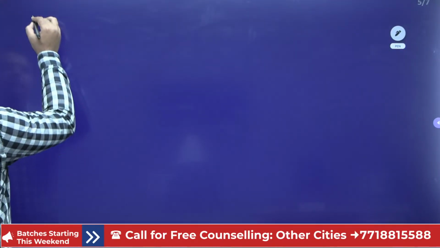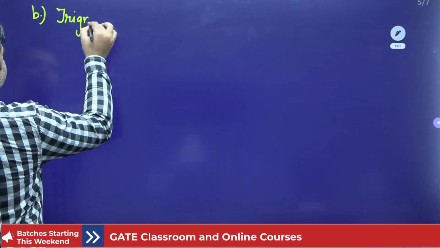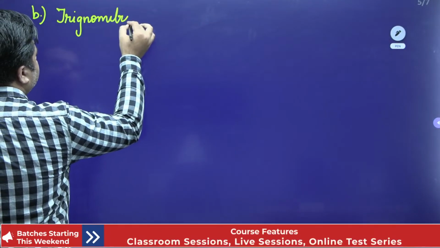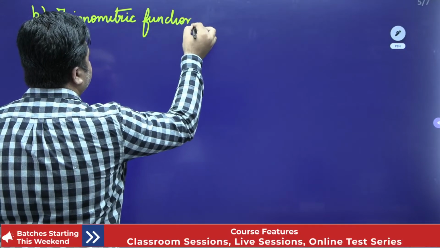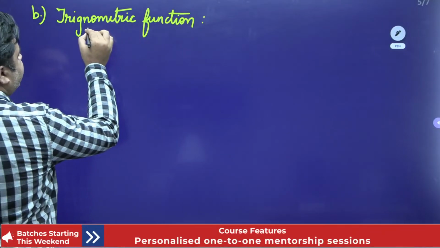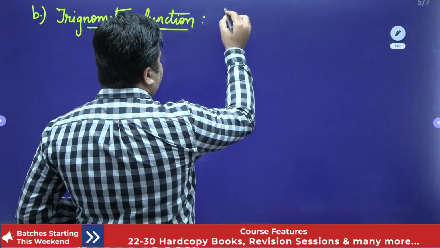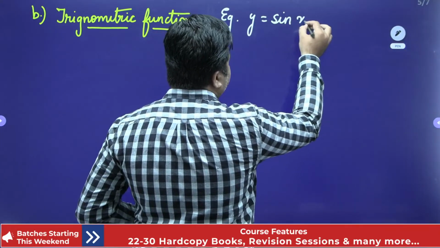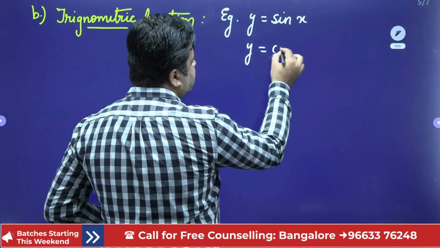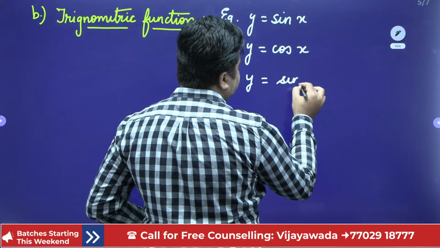The second variety of function is trigonometric functions. Now if I talk about trigonometric functions, it includes y is equal to sin x, or y is equal to cos x, or y is equal to sin x plus cos x.